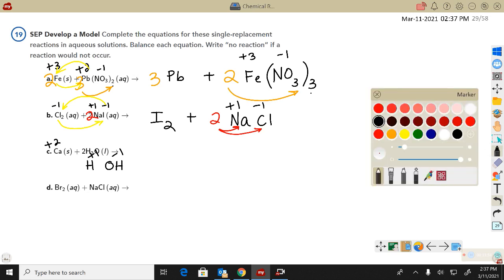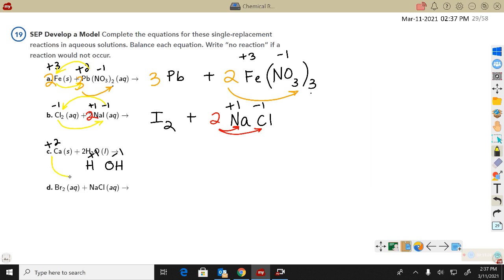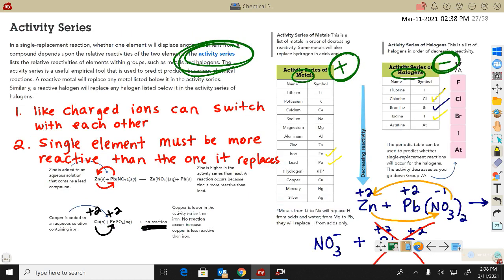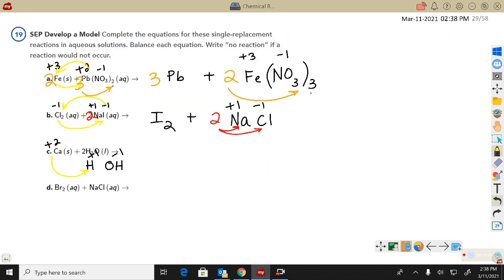Okay, so it looks as if calcium is positive and it would like to maybe switch with the positive hydrogen. Gotta check my chart. Is calcium more reactive than hydrogen? Technically, it says this is an activity series of metals, but they do put hydrogen in because there are a lot of metals that react with hydrogen. Calcium is one of them. Calcium is way higher than hydrogen. So, yep, this reaction for sure is going to work. So I can make the switch.